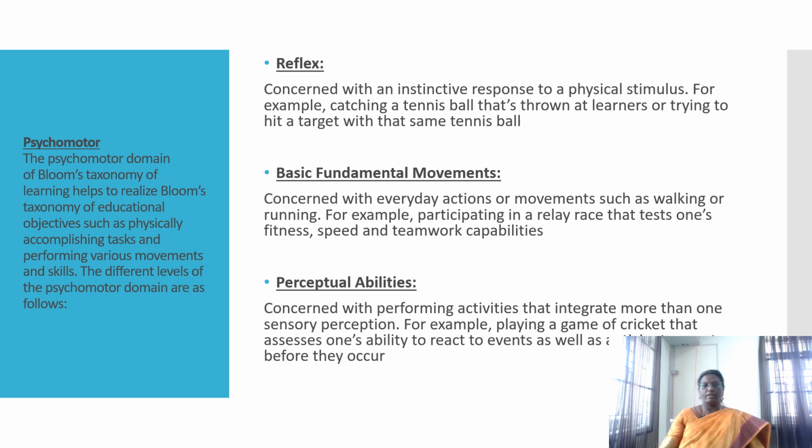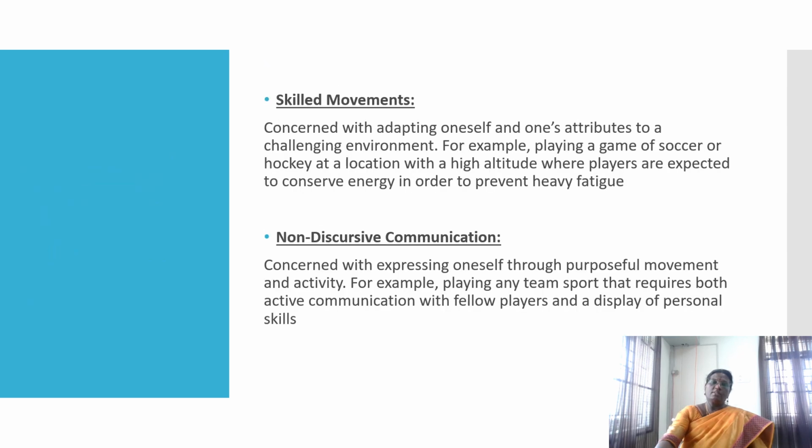This is related to your physical ability. Perceptual ability is performing activities that integrate more than one sensory perception. You have five senses, and more than one sense relates to perceptual abilities. For example, how you perceive: you are seeing a video or a movie, and you are hearing the audio. After that it goes to your brain with the help of neurons, and the brain understands it with the earlier information, and then you understand the particular concept.